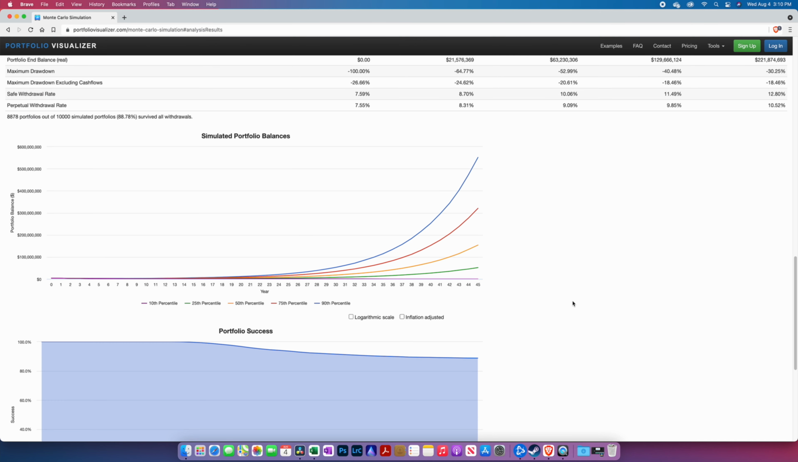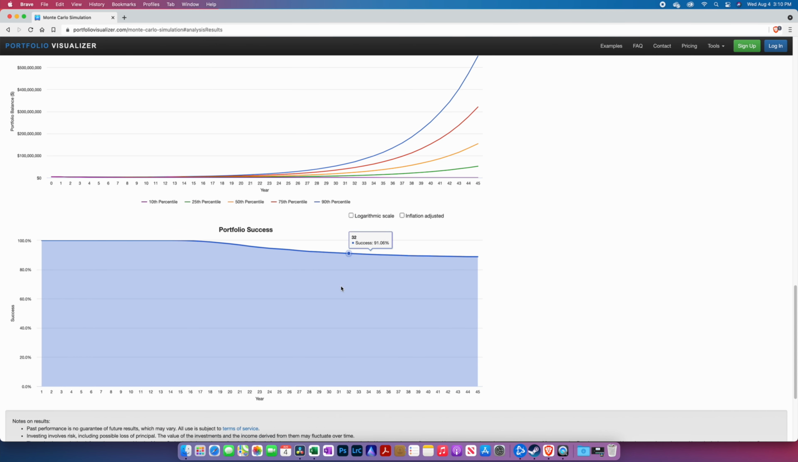If I were to scroll down here, now you can see that chart that I was mentioning that didn't show up before, which is the portfolio success rate, right? So even with that 10 percentile failing, it's reporting that we're going to get about an 89% success rate over 45 years for this allocation, which I think is pretty phenomenal.